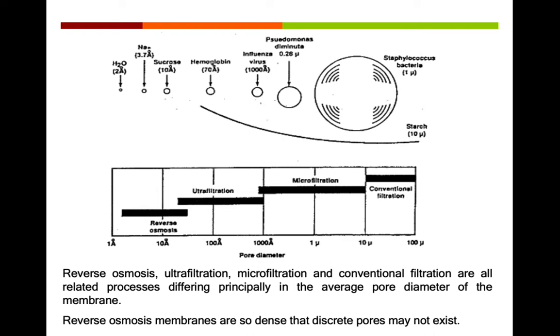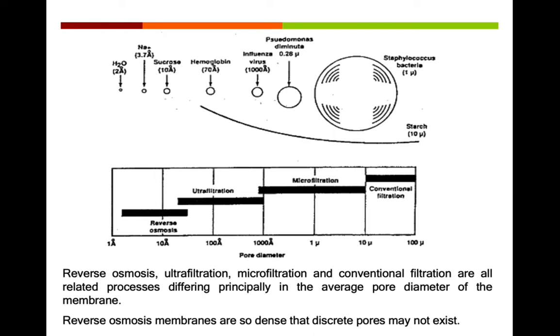Hemoglobin is 70 Angstrom, which is still within the range of ultrafiltration. So normally in dialysis, when you are cleaning the blood, they use ultrafiltration. Then you have monovalent ions like Na+, which is the size of 3.7 Angstrom, and that's why it can be rejected. And the water molecule is 2 Angstrom.